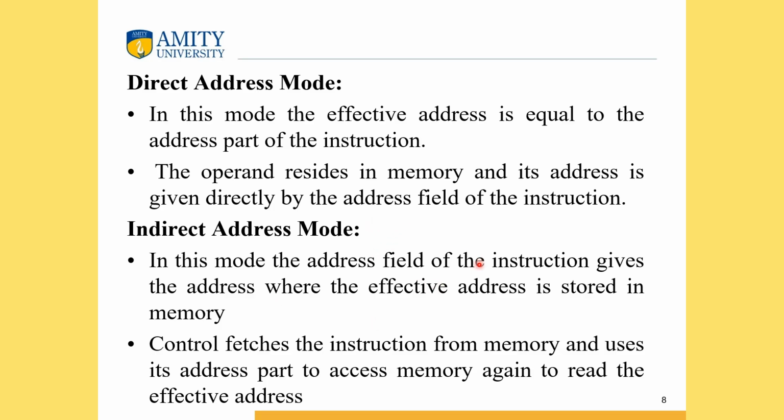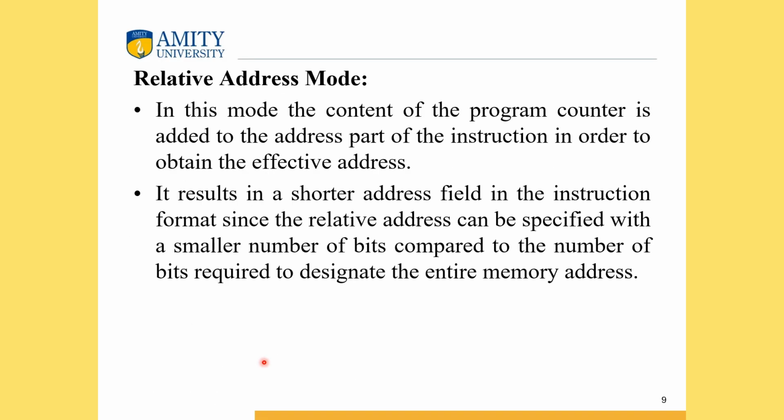You'll go from one address to another, and at the second address you will find the address of the operand in memory, and then once you go to that address you will find the operand in the memory. Control fetches the instruction from memory and uses its address part to access memory again and finally read the effective address. So we read the memory twice in this case. First for the address that we are pointing to, the indirect address, and then for the effective address.